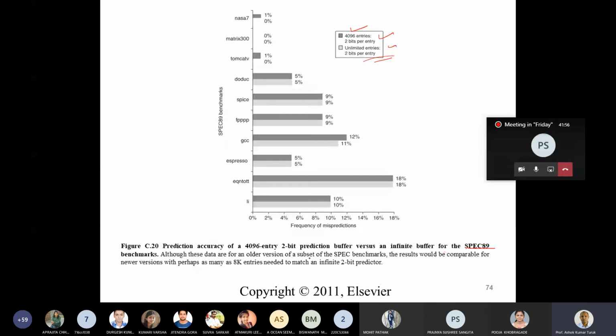And what it says is that a 4K entry buffer is sufficient to capture the prediction rate of an unlimited-entry buffer. So instead of having a larger buffer, an 8K entry buffer is enough to capture a large portion of the mispredictions for the SPEC 89 benchmark. If you change the benchmark from SPEC 89 to SPEC 92, maybe the buffer size has to be increased. It all depends; for this particular benchmark program, it was found that 8K entries are enough.